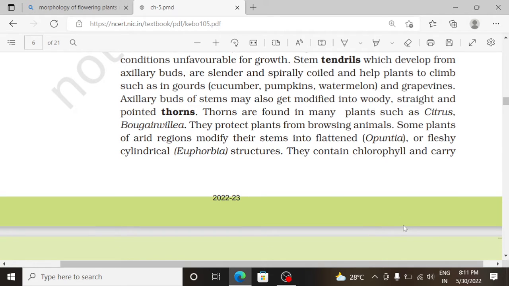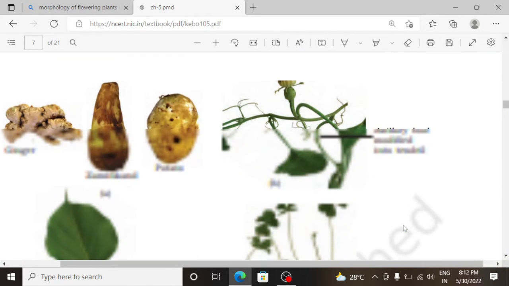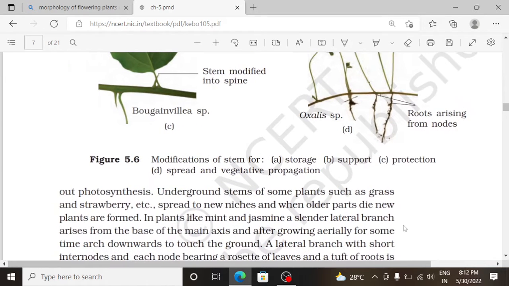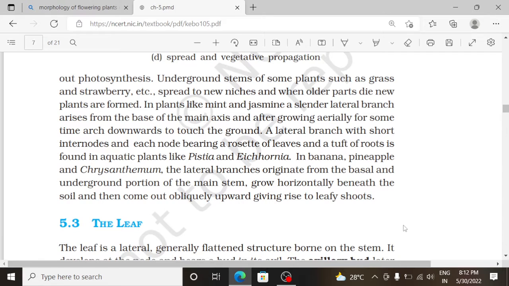Some plants of arid regions modify their stems into flattened Opuntia or fleshy cylindrical Euphorbia structures. They contain chlorophyll and carry out photosynthesis. Underground stems of some plants such as grass and strawberry etc. spread to new niches, and when older parts die, new plants are formed.